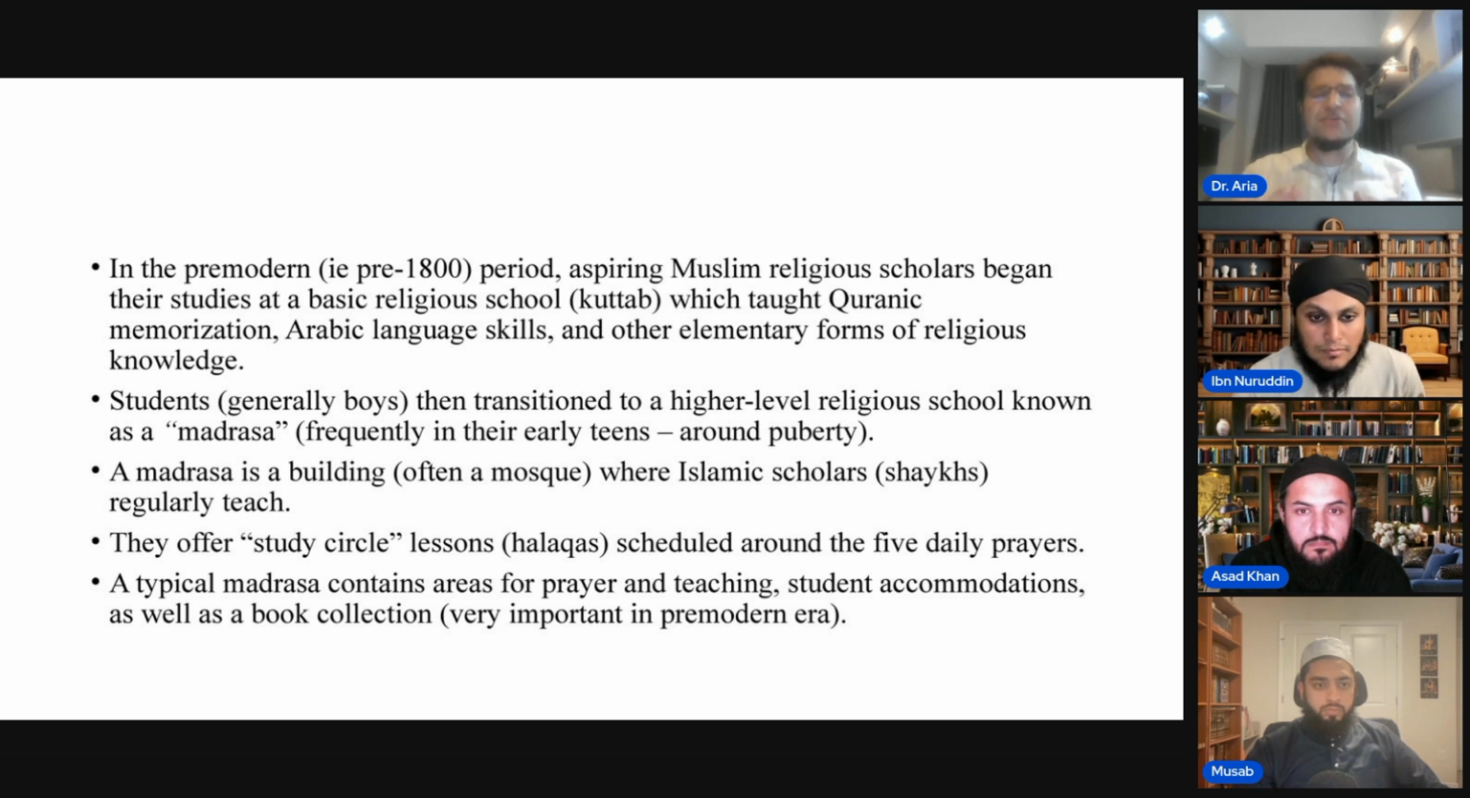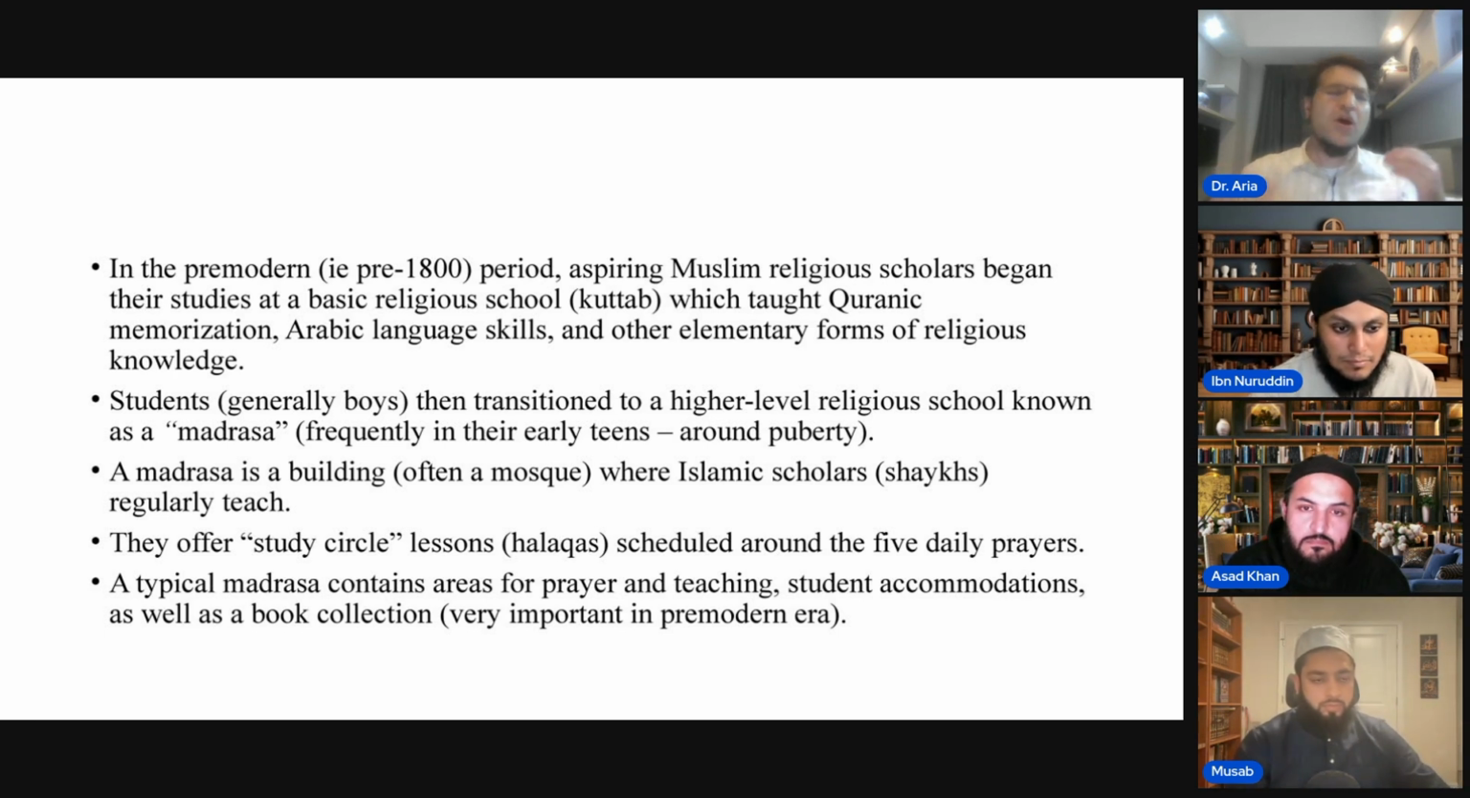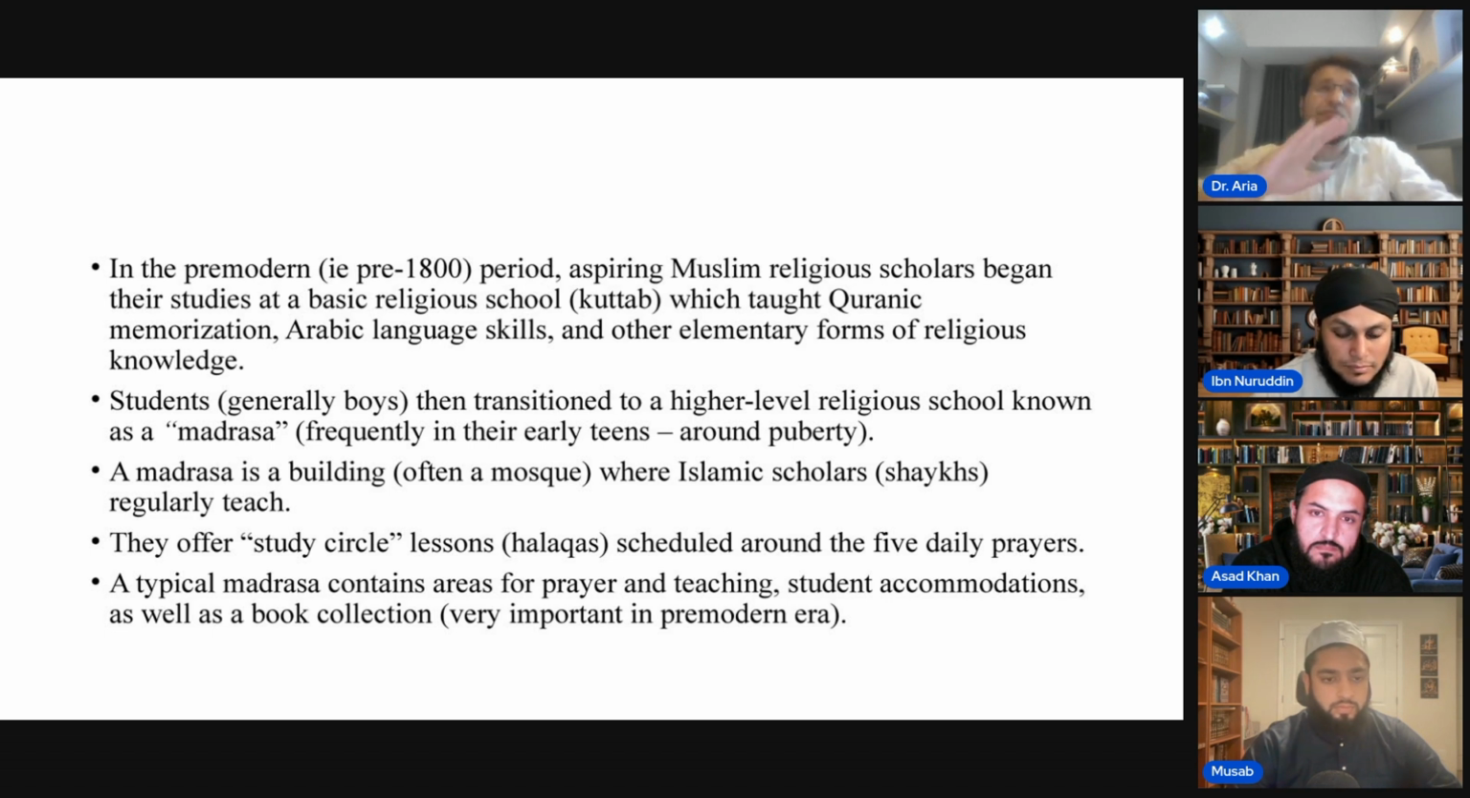and ordinarily they teach by having study circle lessons or halaqas that are scheduled around the 5 daily prayers. So they might give a lesson after Fajr or before Dhuhr or after Maghrib. They're called study circles because traditionally a scholar sits on a chair or on a cushion, and then the students sit around him in a circle.